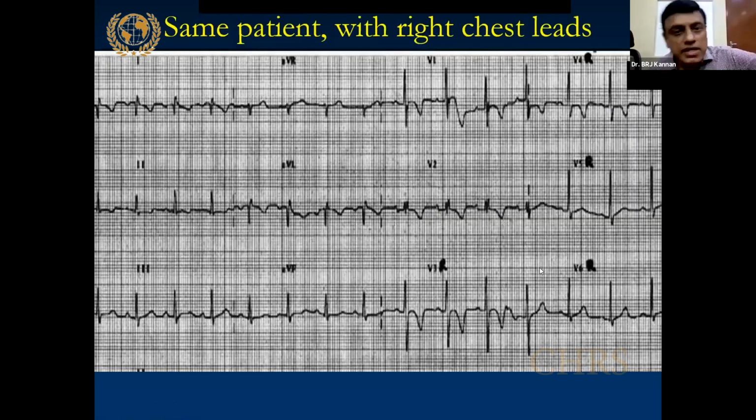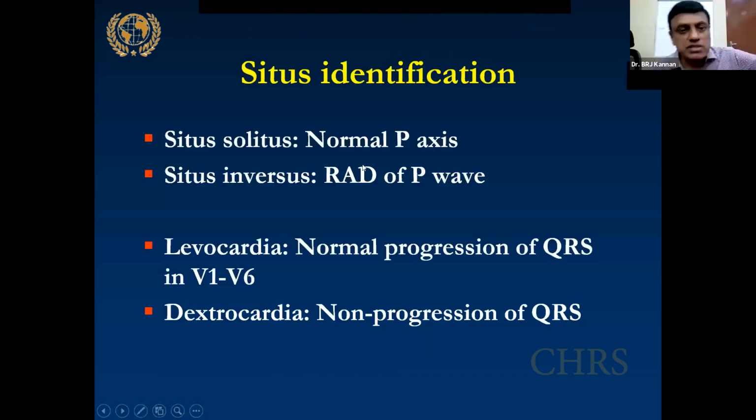So situs identification: situs solitus means normal P axis. Situs inversus means right axis deviation of the P wave. In levocardia, you have normal progression of QRS from V1 to V6. And in dextrocardia, there is non-progression of QRS. This is very useful for us, based on the ECG, to see the location of the atria and the ventricles.